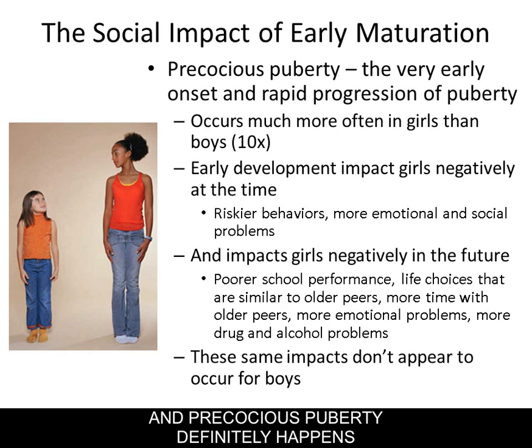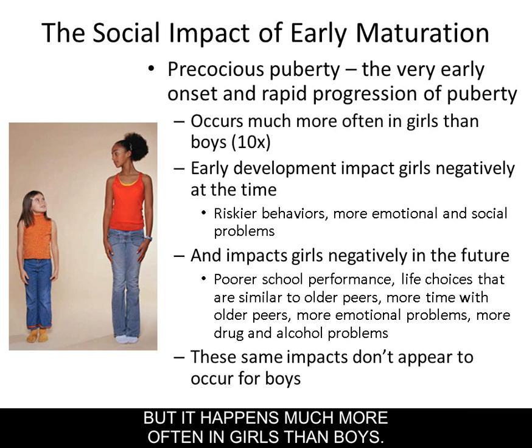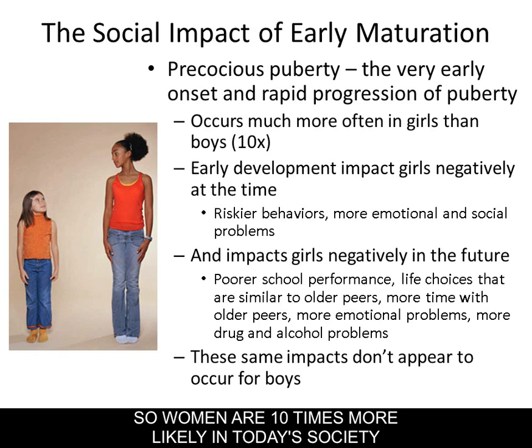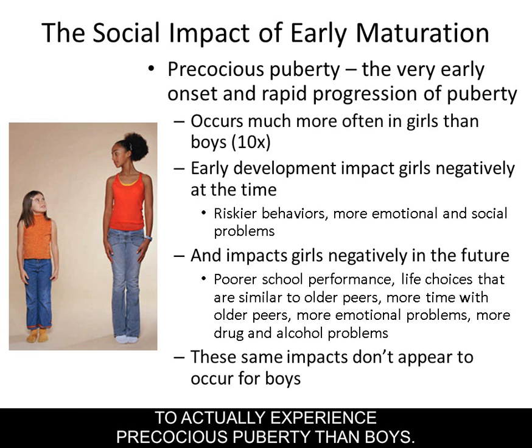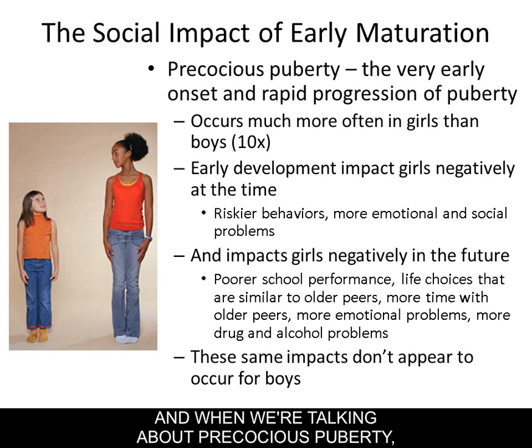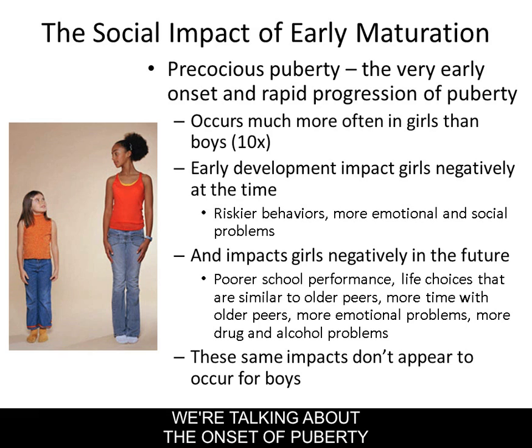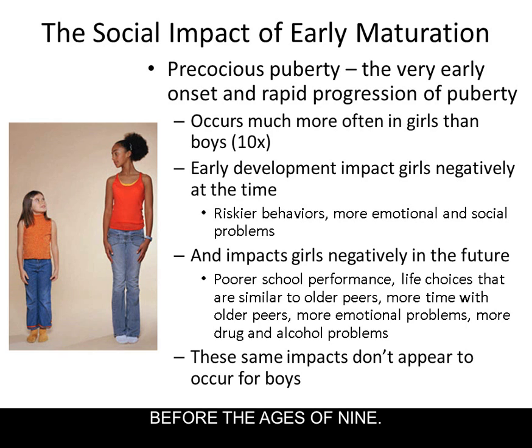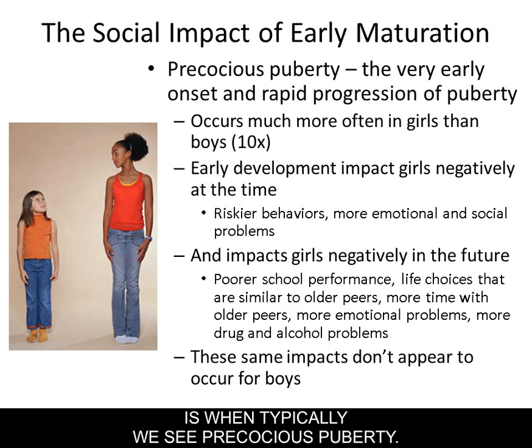And precocious puberty definitely happens for a large number of individuals, but it happens much more often in girls than boys. So girls are 10 times more likely in today's society to experience precocious puberty than boys. And when we're talking about precocious puberty, we're talking about the onset of puberty before the age of 9. So 8, 9 years old is when typically we see precocious puberty.